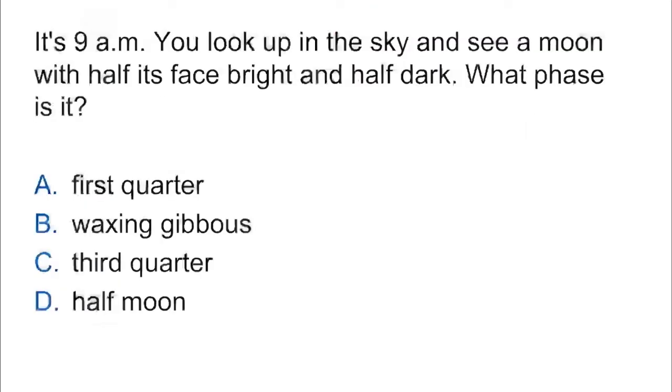So, thought question. It's 9 a.m. And I will always have versions of these on the exam. You see a moon and you have to figure out what phase it's in and so on. So there are so many different versions of these. It's 9 a.m. You look up in the sky and see a moon with half its face bright and half dark. What phase is it?